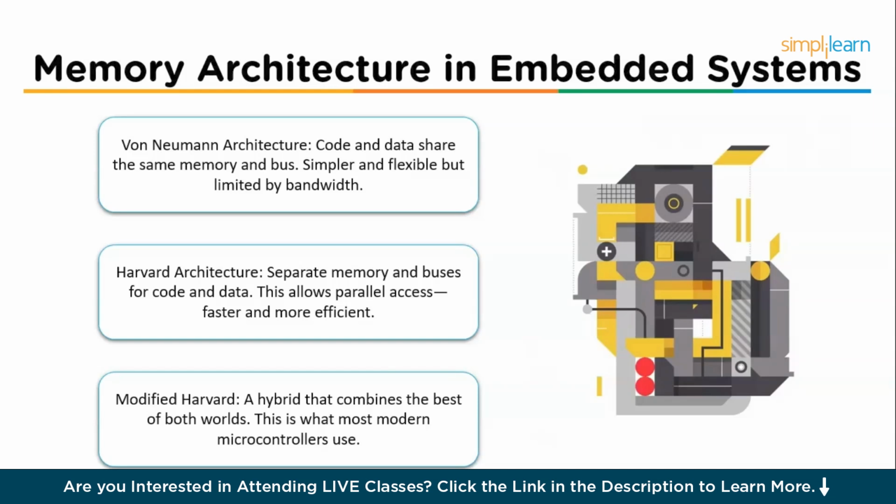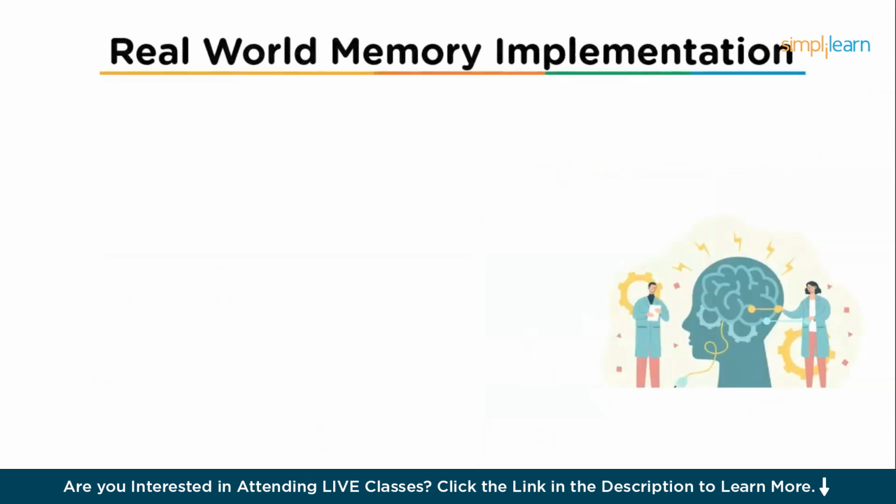So a von Neumann system is like a single lane road shared by cars and bikes. It can get crowded. On Harvard, there are two separate lanes, one for cars and one for bikes. No slowdowns. So let's now move on and see the real world memory implementation. So let's talk about the real applications and the optimizations.